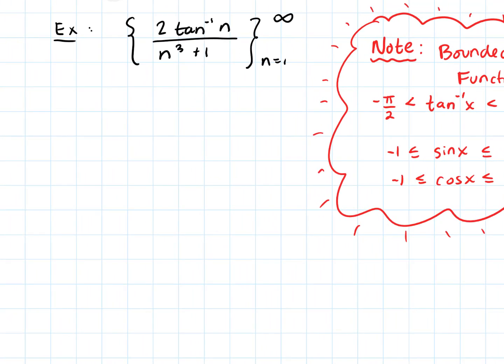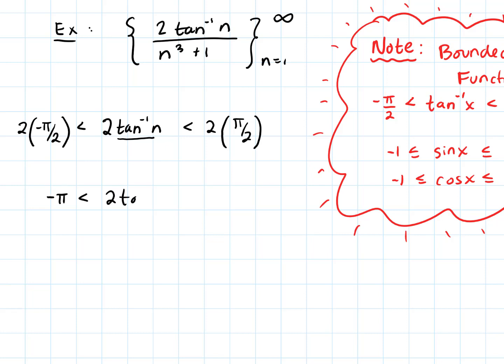So how do we use a bounded function and the squeeze theorem here? So what we can do here is we can say, well, 2 inverse tangent of n, let's set up that inequality. 2 inverse tangent of n, well, we know that that has got to be less than 2 times pi over 2, because the inverse tangent has to be less than pi over 2. We also know that it has to be greater than 2 times negative pi over 2. So we know that it's bounded on either side. So if we just simplify that a little bit, this is just negative pi is less than 2 inverse tangent of n, and that has to be less than pi. So we know that 2 inverse tangent, the numerator of our sequence, has to be bounded by those two constants, negative pi and positive pi.